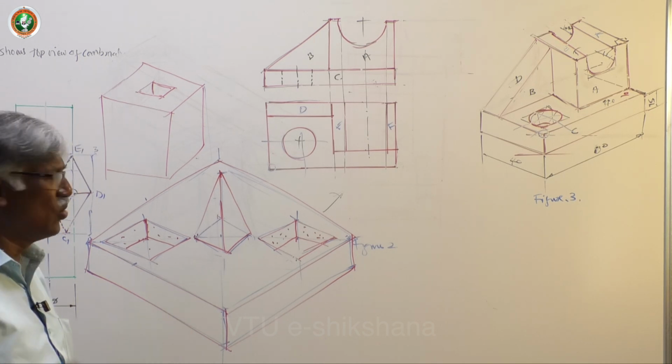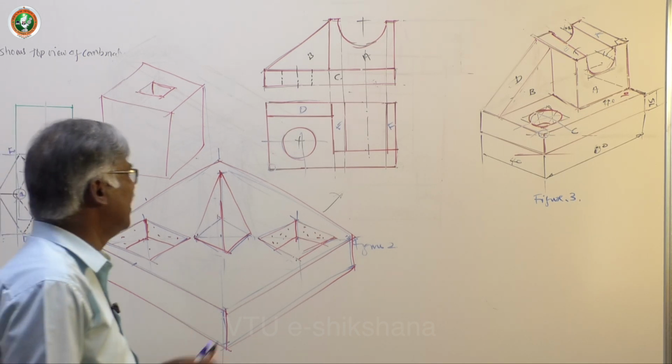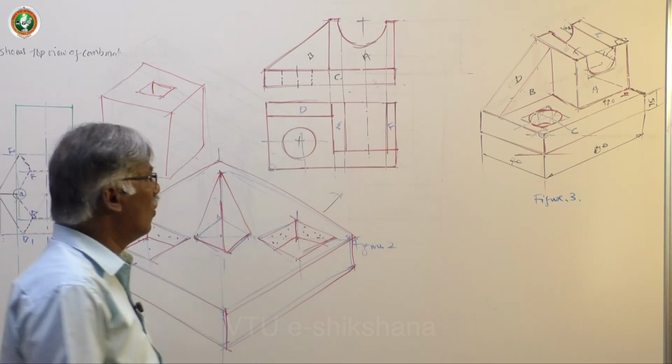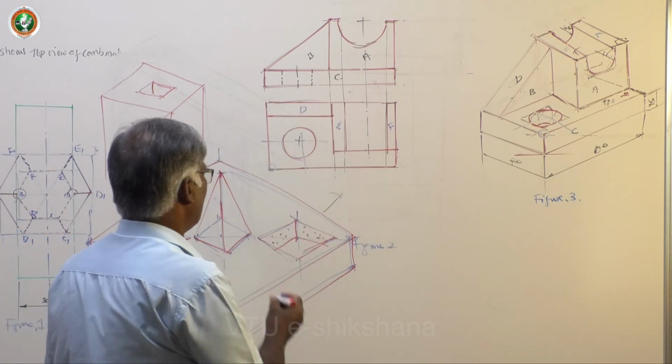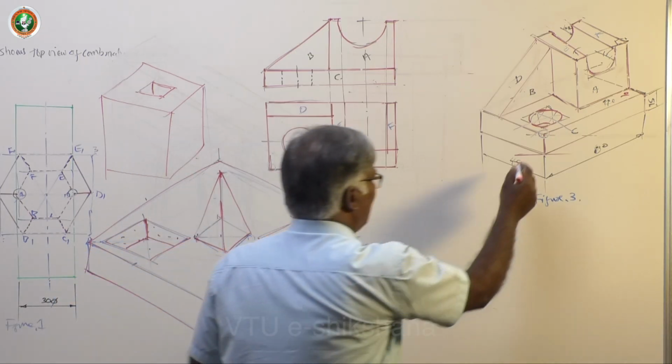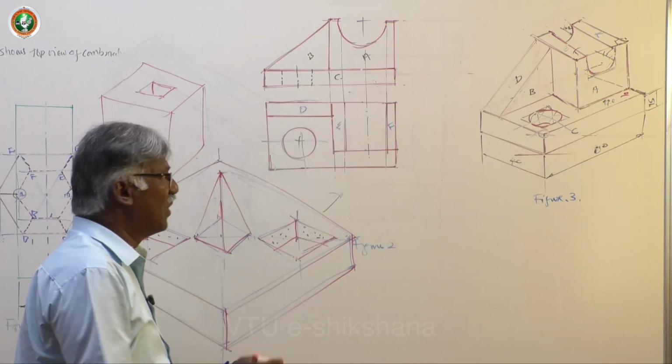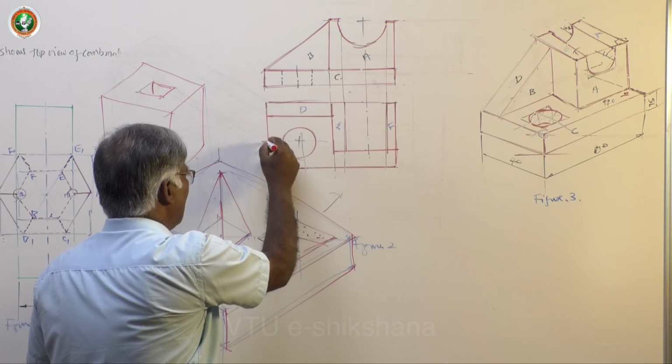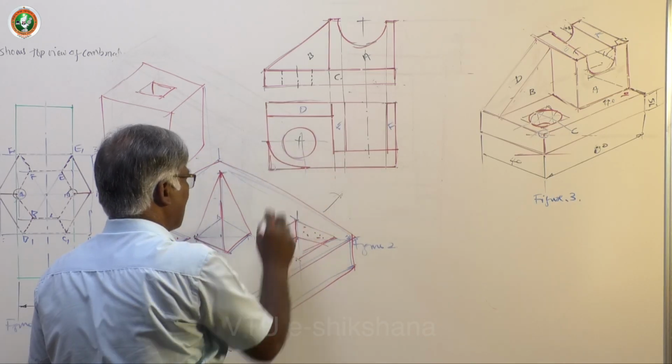Next, any more changes I will be doing? Number of changes I can do. Minor changes is going to change the top and front views. Now I will go for one more change. Instead of keeping the sharp corner, I will keep this curve. So again, this is a curved surface, you can see.